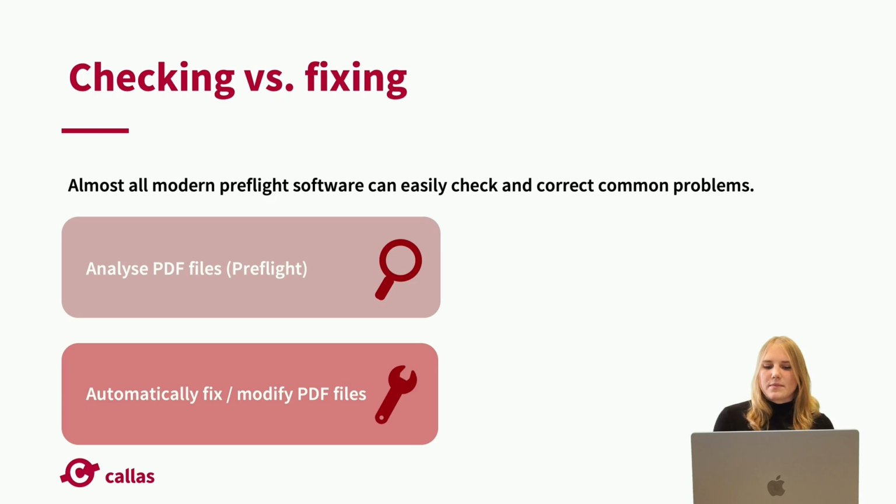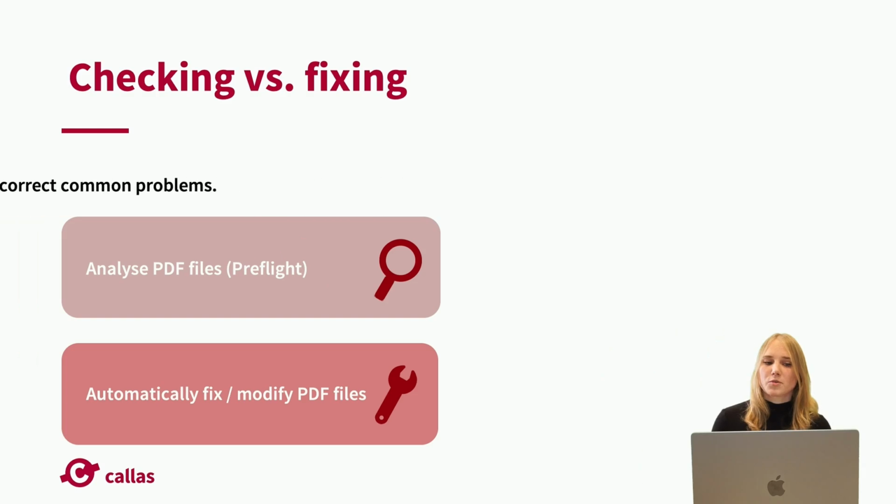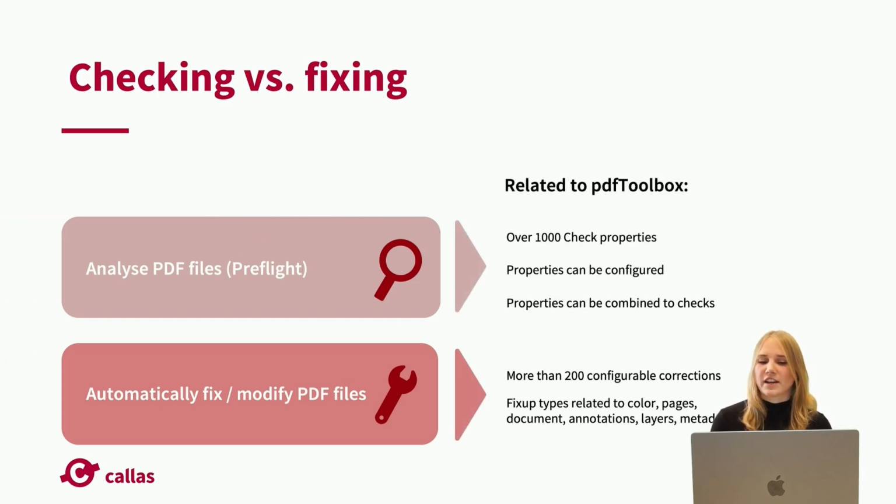Yeah, so this is a decision every company has to make for itself, but if you want to do it, or also if you just want to check, you have a lot of options in pdfToolbox. For Preflight checks, pdfToolbox offers over 1,000 different check properties, allowing you to evaluate exactly what you need in a PDF file. And if fixing is something that you want to do, you also have over 200 different correction types that you can configure the way you want.